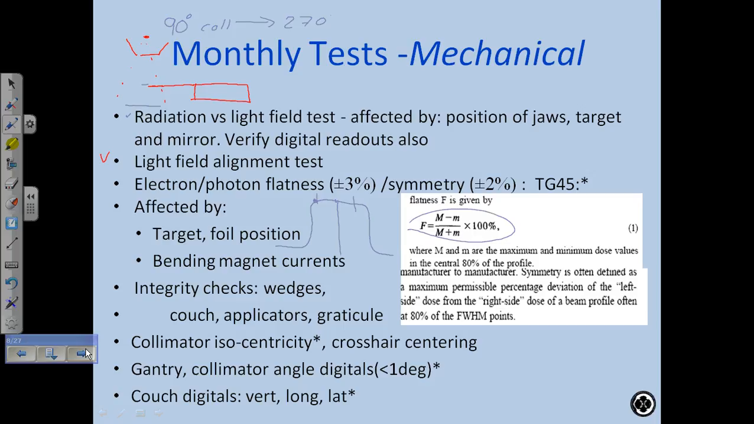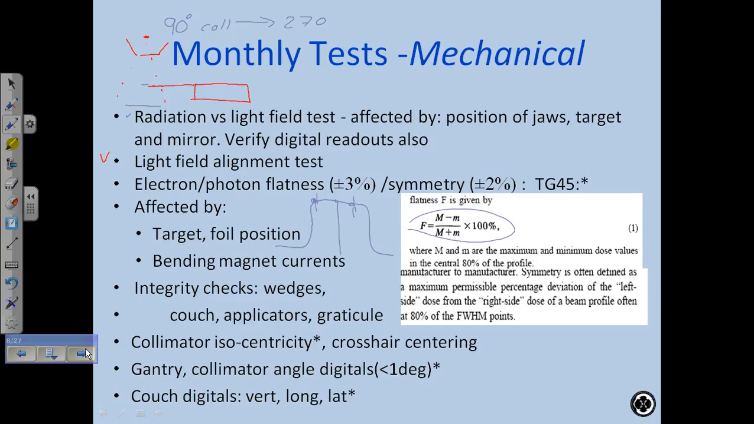Okay, and then the symmetry is often defined as the maximum percentage deviation of the left side versus the right side. Okay, so for flatness, you're not looking at left and right, you're looking at the entire thing, and you're looking at the maximum point from here to here, wherever that may be. Could be on the left, could be on the right. With symmetry, you're comparing this point to this point. So you're comparing left and right. Okay.